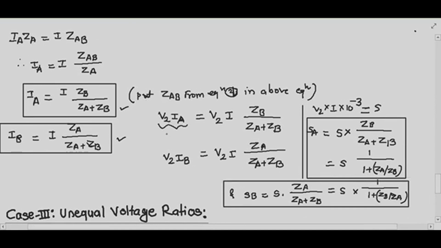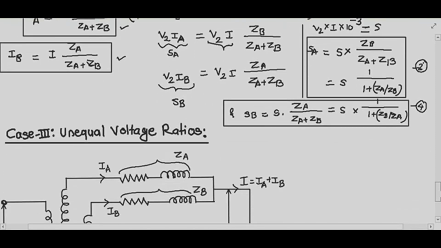This is nothing but your SA. This is nothing but your SB. And V2 into I is nothing but the combined load kVA of the parallel combination. So from the total combined load kVA, we can find out the individual kVA of each transformer. So this is the kVA of transformer A, this is the kVA of transformer B. Hence students, SA and SB, that is the kVA rating of transformer A and transformer B, are obtained in magnitude as well as in phase from the above vectorial expressions which I have written with the help of equation number 3 and equation number 4.